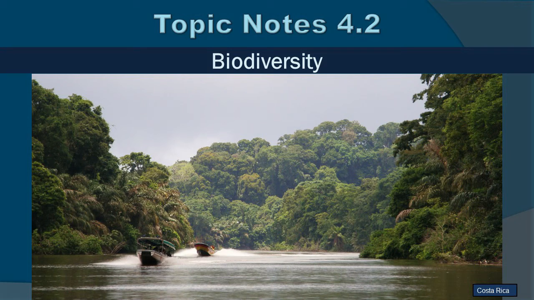Topic Notes 4.2, Biodiversity. Now, when people consider high biodiversity areas on the planet, most of the time the example is going to be a tropical rainforest, and that's exactly what I have pictured here. This is a rainforest in Costa Rica that I got a chance to travel to, and inside those big, dense stands of trees is a huge amount of biodiversity, different insect species, birds, mammals, all sorts of things.